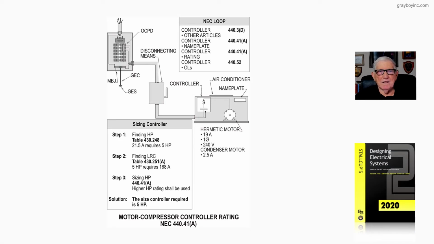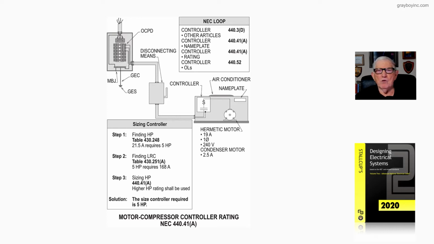Now this figure 19-19 deals with sizing the motor compressor controller in accordance with 440.41(A). Now, coming out the gate in the illustration, review the NEC loop. And the controller, with other articles mentioned, is 440.3(D). The controller nameplate information is 440.41(A), where references of tables and so forth are referenced for your convenience. And controller rating is 440.41(A), that gives you a rating that we must find for the controller.